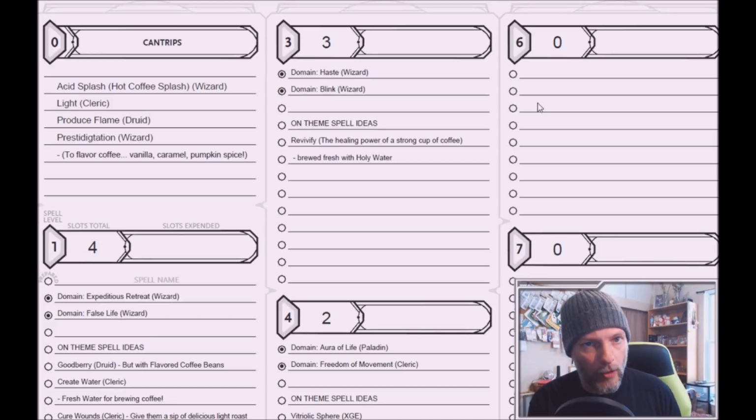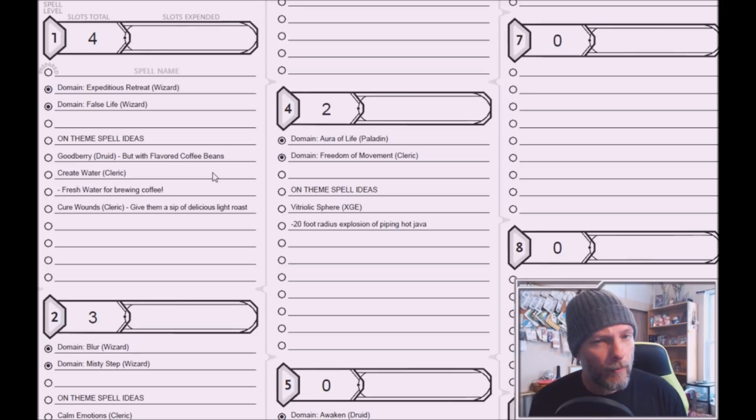And at 4th level, Verona is going to learn how to cast Prestidigitation, and that is another wizard cantrip, but she's going to be able to use this to flavor her coffee, so she can brew a cup of coffee in the morning, and she can have it vanilla flavored, caramel flavored, pumpkin spice, whatever she'd like to do.